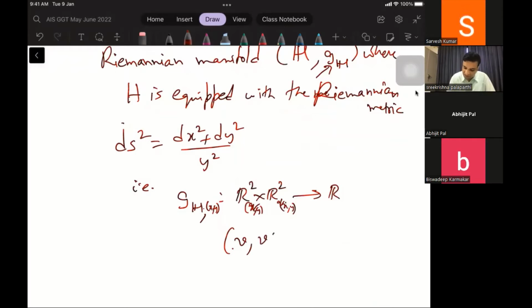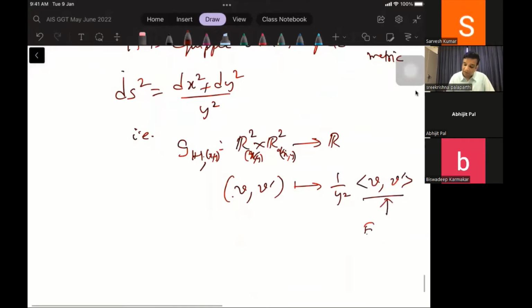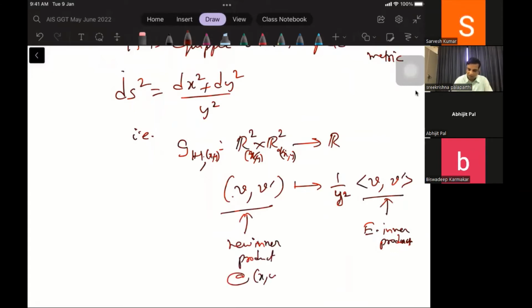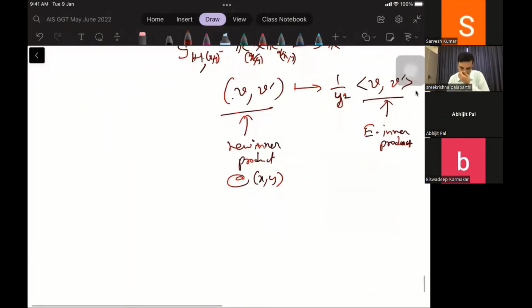What it does is it takes v and v prime and sends it to 1 by y squared times the inner product of v and v prime, where by this inner product we mean the Euclidean inner product. So it's the standard inner product scaled by 1 by y squared. This is the new inner product at the point x comma y. That's what this g does. The collection of all these inner products is given by this, and also by this particular length element. So that's what a hyperbolic plane is: a Riemannian manifold equipped with this metric.